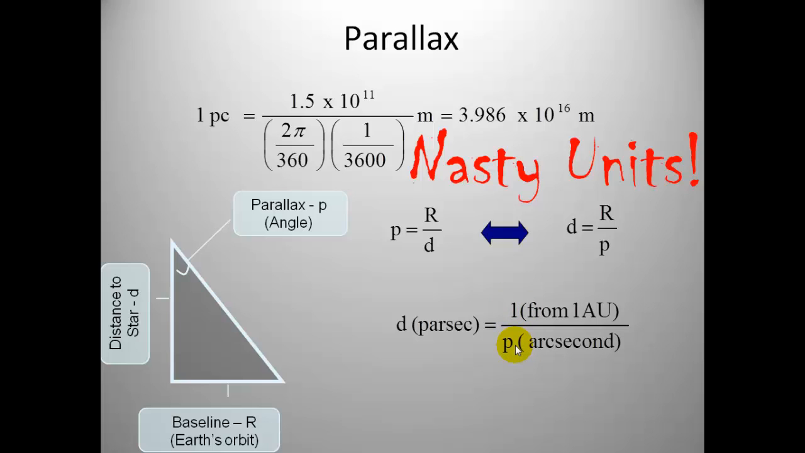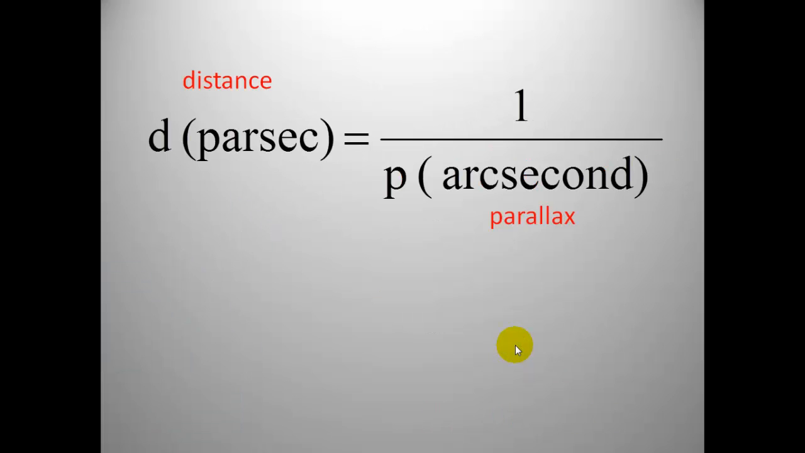So it makes this formula very, very easy to use. Very nice numbers are going to come from this. This is a distance in parsecs. This is a parallax in arc seconds. And these are nice units. This is how it's presented, I think, in the data booklet: the distance in parsecs is equal to 1, because it's 1 astronomical unit, divided by the parallax in arc seconds.